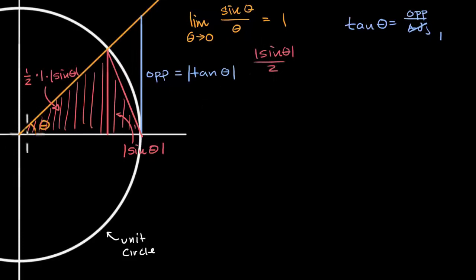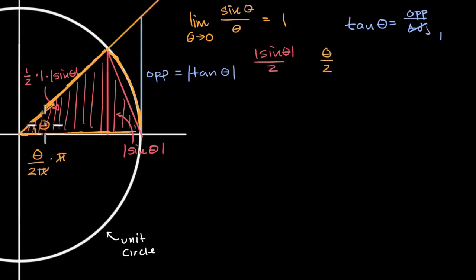Now let's think about the area of this wedge that I am highlighting in this yellow color. So what fraction of the entire circle is this going to be? If I were to go all the way around the circle, it would be 2 pi radians. So this is theta over 2 pi of the entire circle. And we know the area of the circle. This is a unit circle. It has a radius 1. So it would be times the area of the circle, which would be pi times the radius squared. The radius is 1, so it's just going to be times pi. And so the area of this wedge right over here is theta over 2.